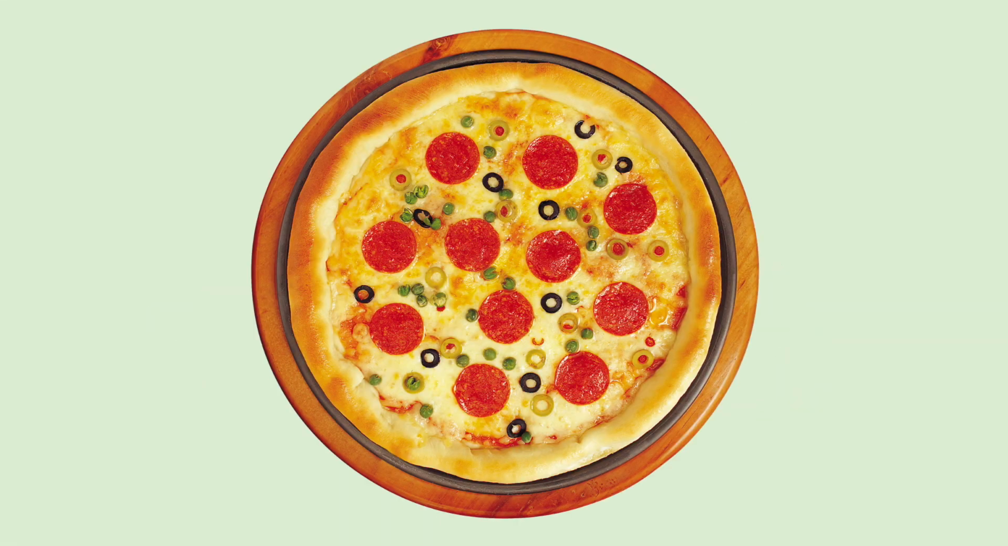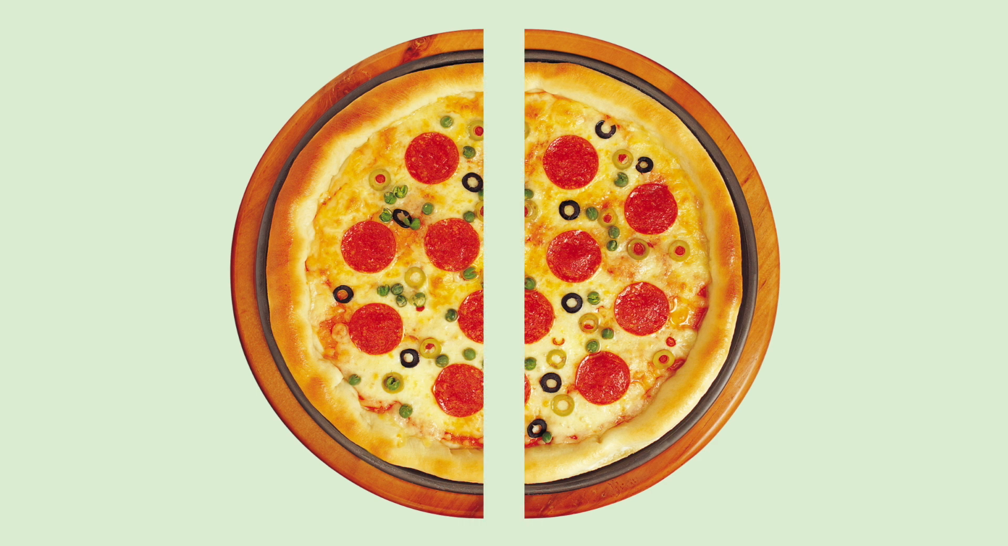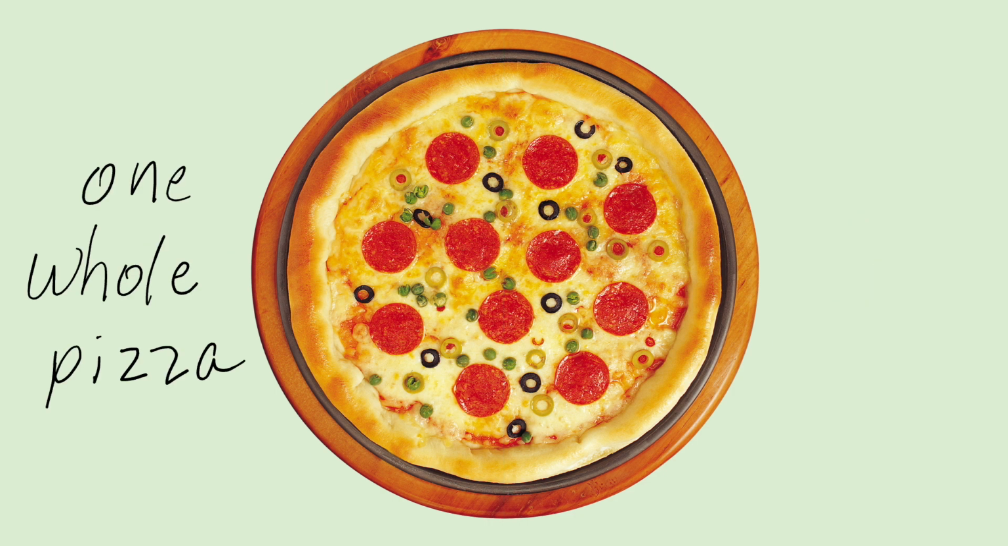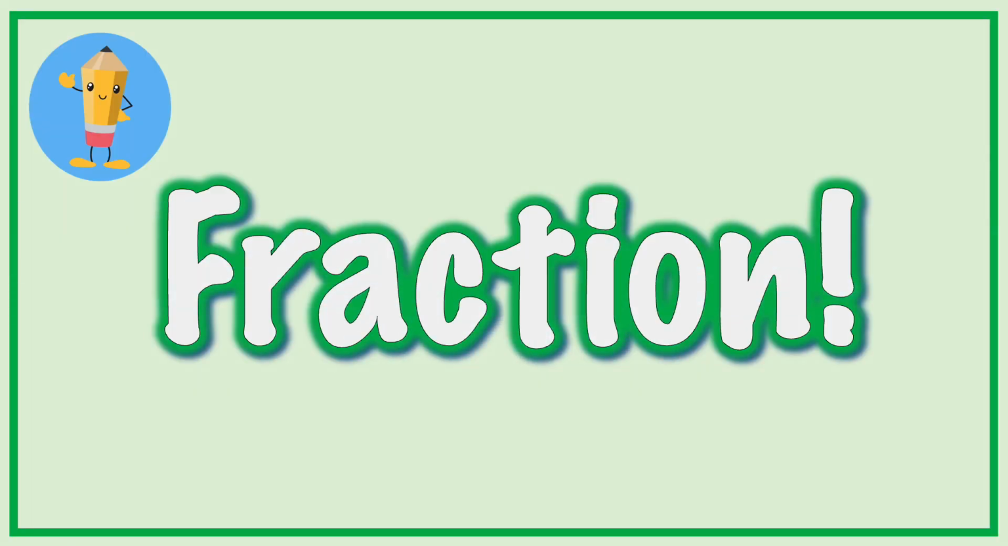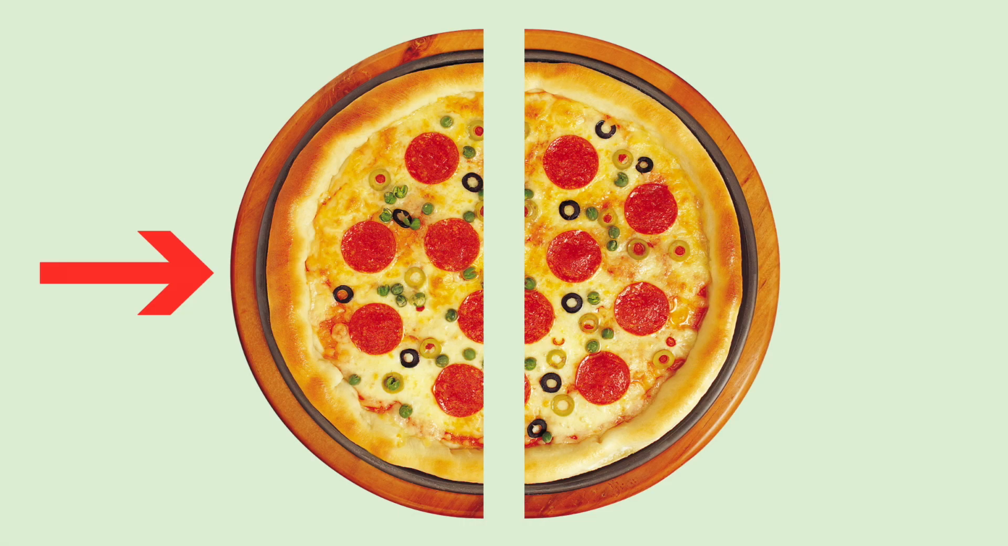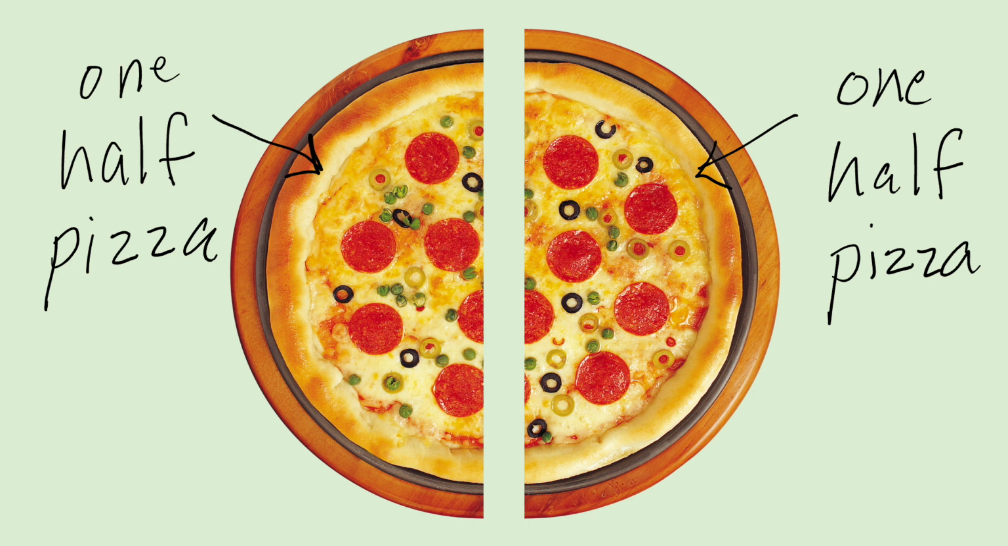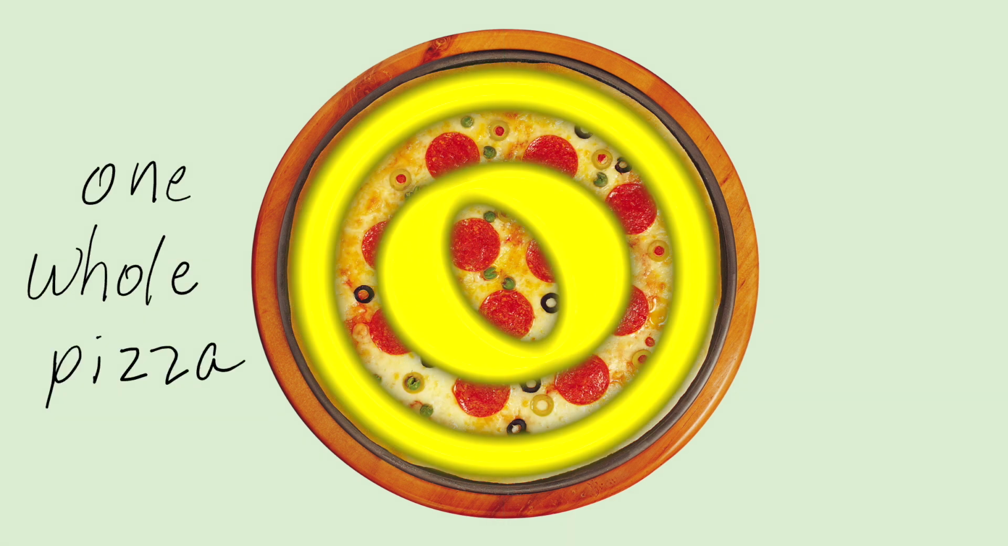Let's say we have a whole pizza and we cut it into equal parts, like this. We have 2 equal parts of the whole pizza. We have 2 halves. Each part is a fraction of the whole pizza. Each part is 1/2. 1/2 of a whole pizza.